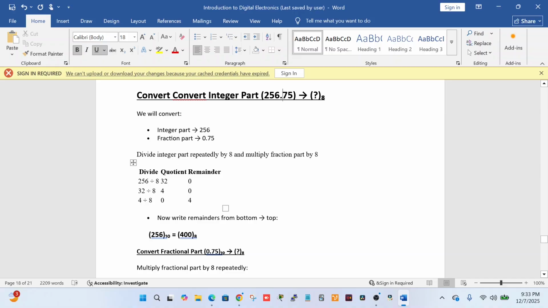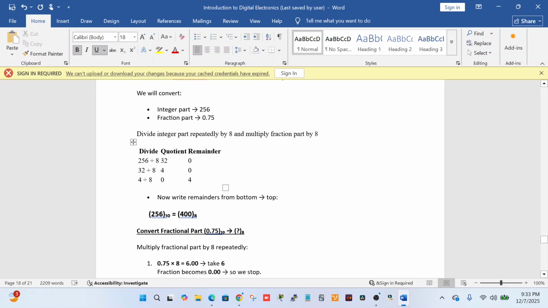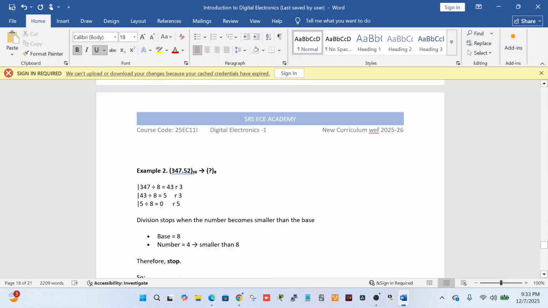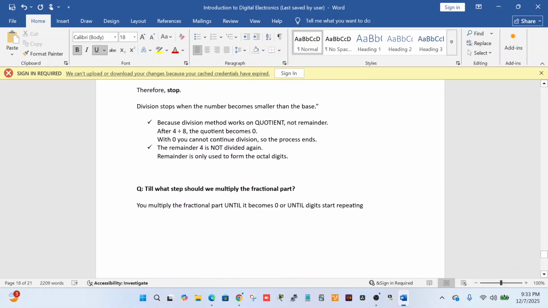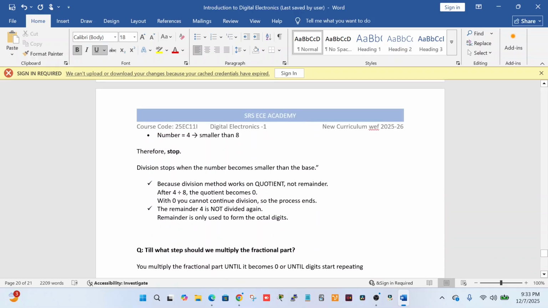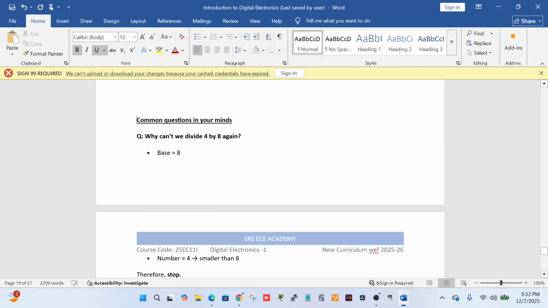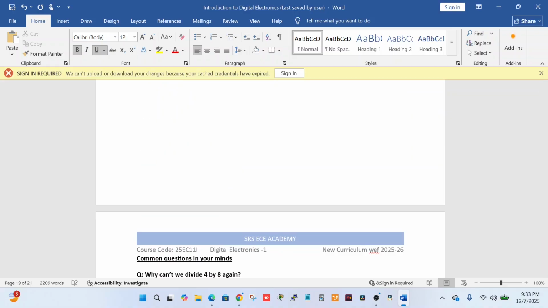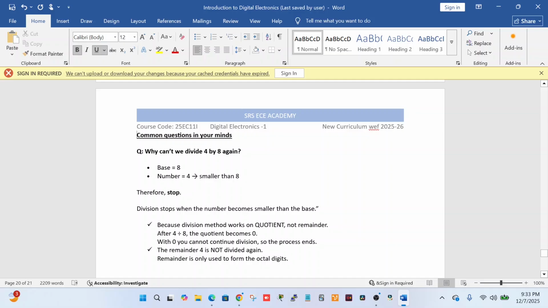Then you will get doubts, like why we can't divide 4 by 8 in this octal conversion. The common doubt in your mind, the answer is here. Why can't we divide 4 by 8 again? Here the base is 8; we are converting decimal to octal, and the octal base is 8. The last quotient is 4 only, which is smaller than 8, so you cannot divide further. Therefore we need to stop.